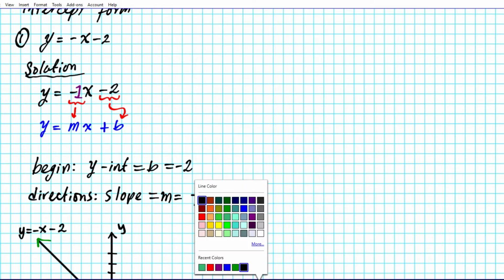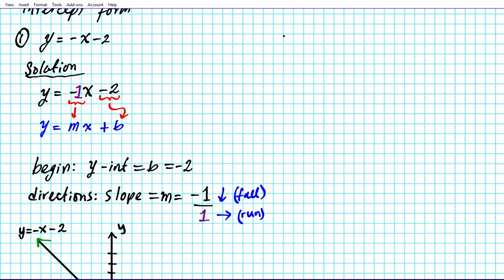Let's say we have the equation y equals 3x plus 2. Alright, we're going to follow the same procedure. So we write the equation. We have y equals 3x plus 2.